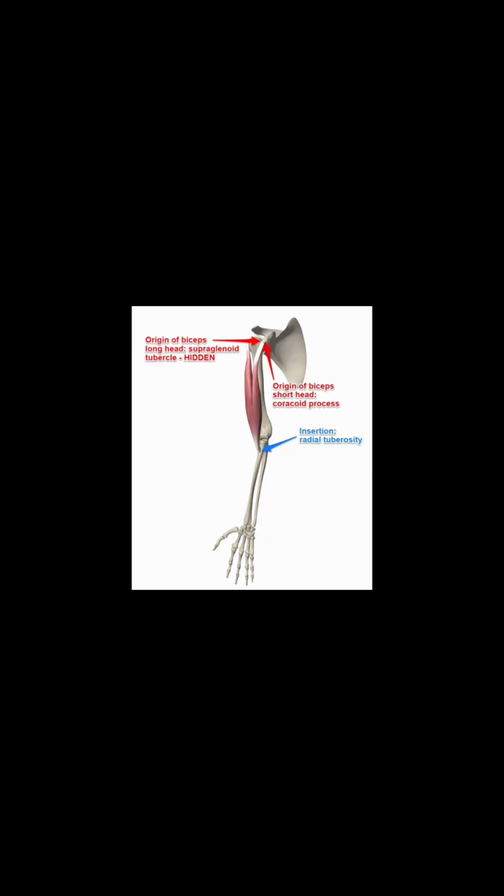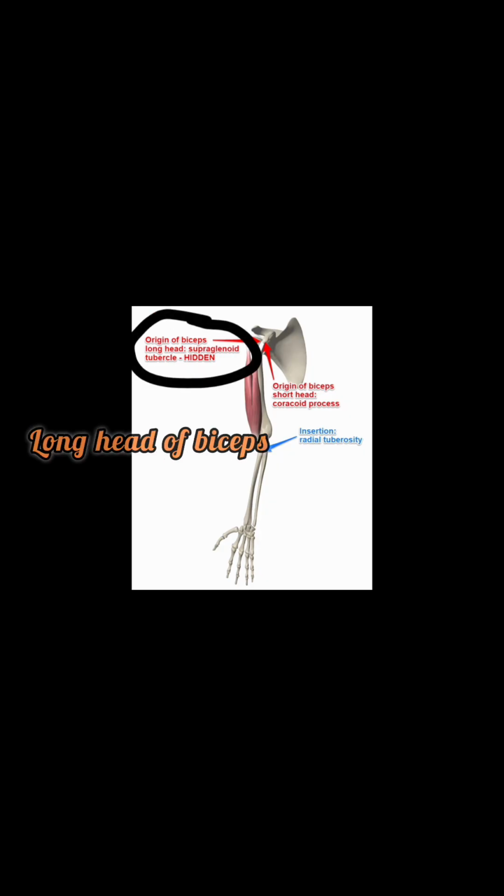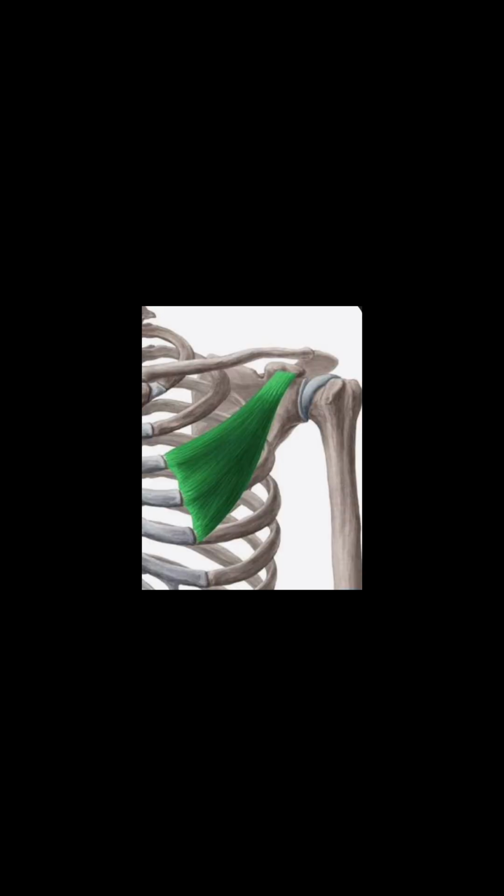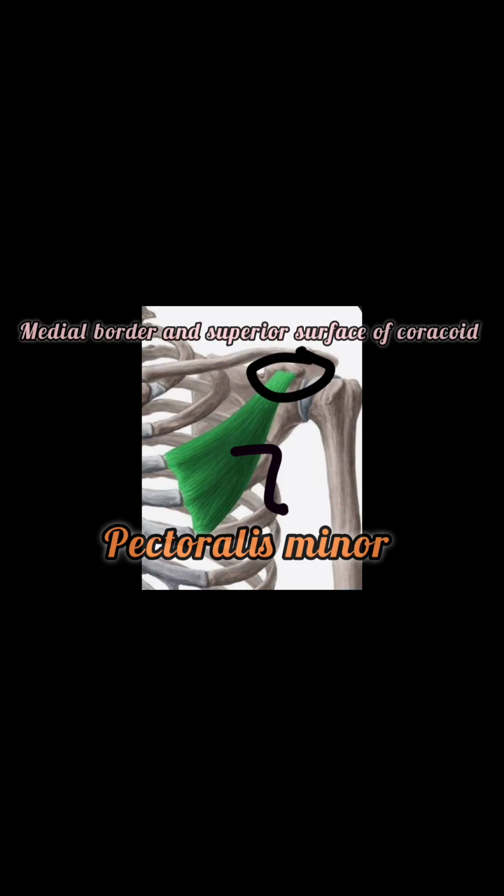It has one digitation from the superior angle to the root of the spine, two digitations to the medial border, and five digitations to the inferior angle. Seventh, the long head of biceps brachii arises from the supraglenoid tubercle, and the short head from the lateral part of the tip of the coracoid process. Eighth, coracobrachialis arises from the medial part of the tip of the coracoid process. Ninth, pectoralis minor is inserted into the medial border and superior surface of the coracoid process.